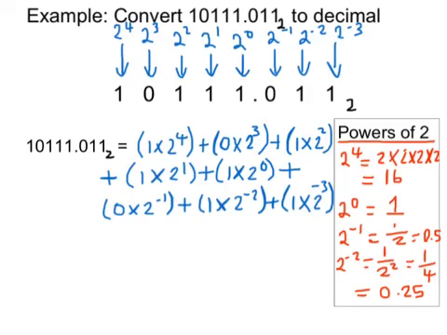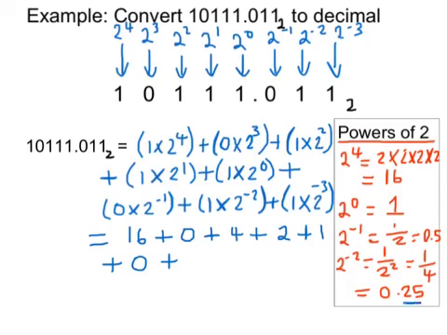Now doing this sum we get 1 by 2 to the 4 is 1 by 16, so it's 16, plus 0 by 2 to the 3, 0 by anything is 0, plus 1 by 2 to the 2, which is 1 by 4, so it's 4, plus 1 by 2 to the 1, 1 by 2 is 2, 1 by 2 to the 0, 2 to the 0 is 1, so it's plus 1, 0 by 2 to the minus 1 is 0, 1 by 2 to the minus 2, 2 to the minus 2 we saw is 0.25, so it's 0.25, and lastly 1 by 2 to the minus 3, 2 to the power minus 3 is 1 over 8, and 1 over 8 is 0.125.